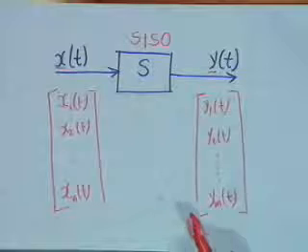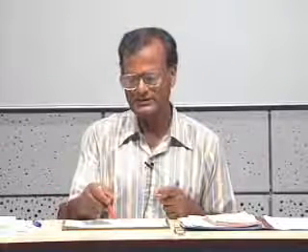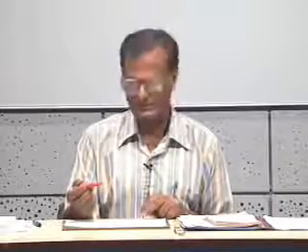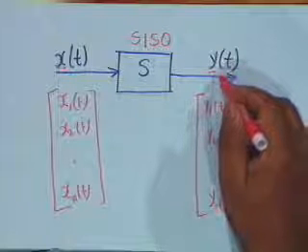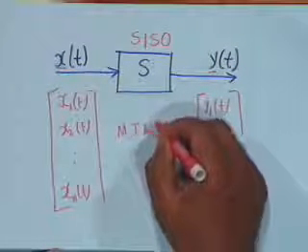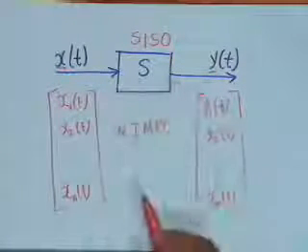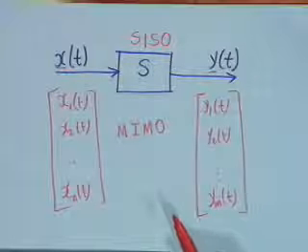X of t could be a scalar, y of t could also be a scalar. If both are scalars, then we say it is an SISO system, single input, single output. On the other hand, if x of t is a vector and y of t is also a vector, then we say it is a multiple input, multiple output system. All right. A system like this is a continuous time system.